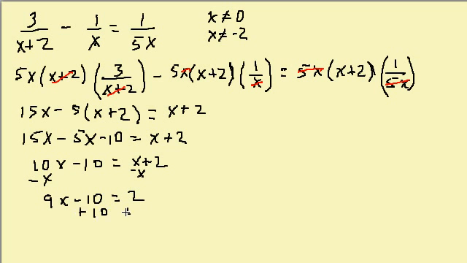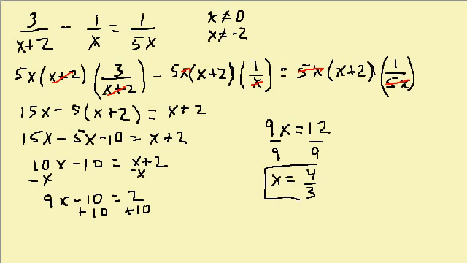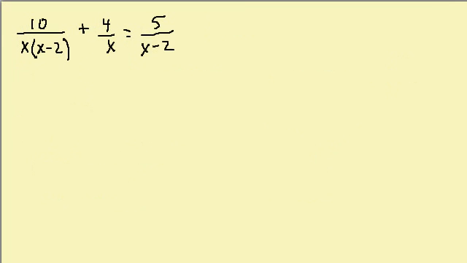Add 10, I get 9x equals 12. Divide by 9, I get x equals, and then this reduces to 4/3, and that's not one of my restrictions. So there's my answer, 4/3. Let's take a look at another one.